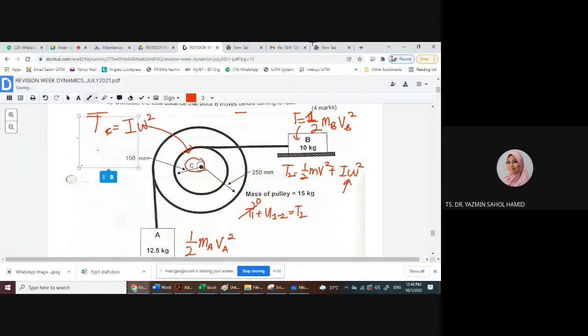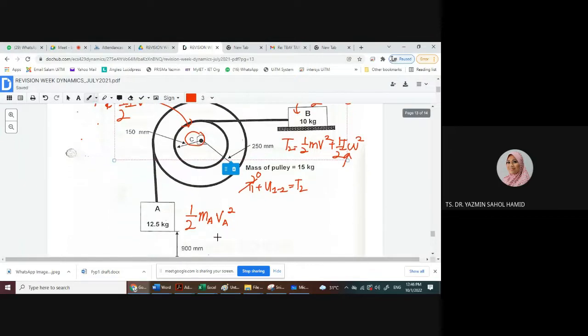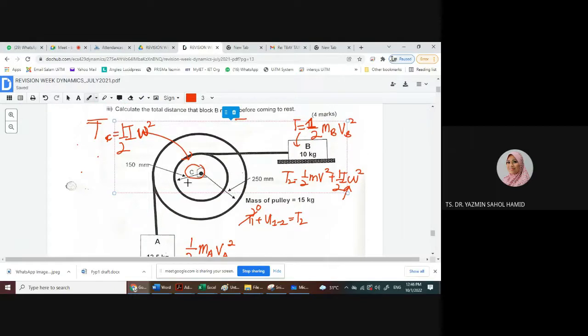Now, Amirul Iman, untuk formula I omega square ni ada 1/2 tak kat depan? Ke I omega saja? Ada 1/2. Okay. So nampak tak guys, untuk kinetic energy block B dia adalah 1/2 mvb squared saja. Untuk kinetic energy block A dia adalah 1/2 mava squared. Tapi untuk kinetic energy untuk puli C dia adalah 1/2 I omega squared. Nampak tak? Ini adalah semua kinetic energy untuk T2.